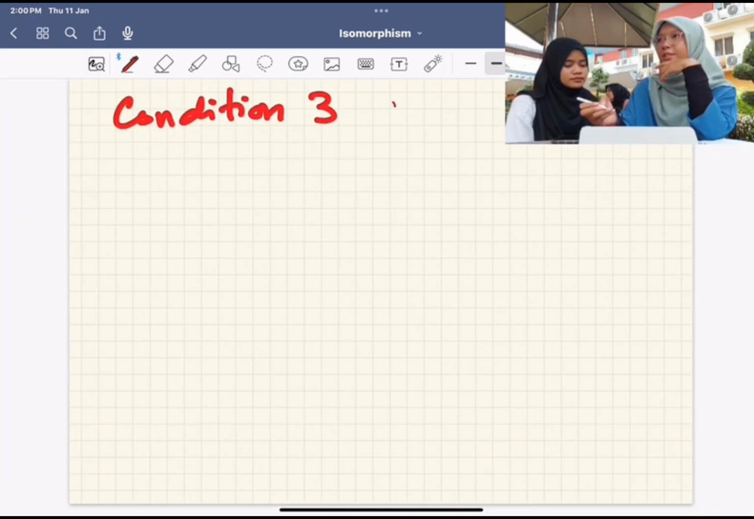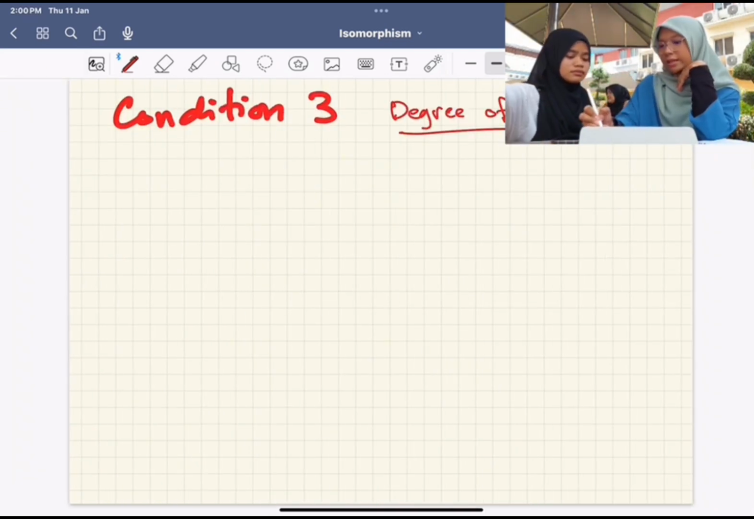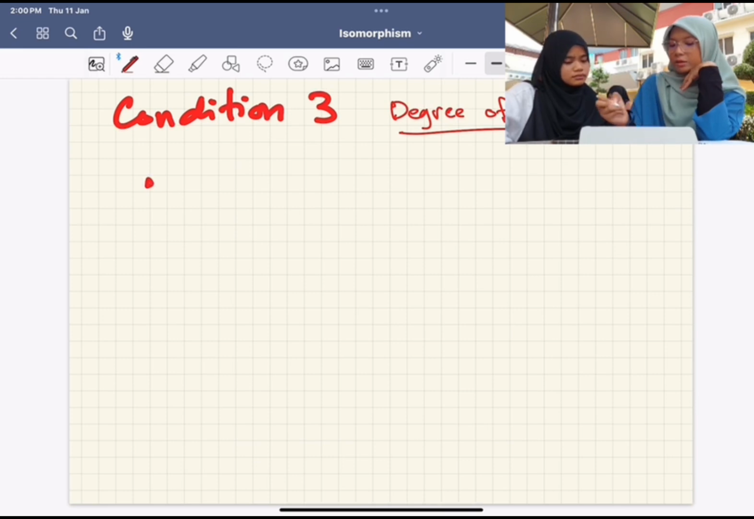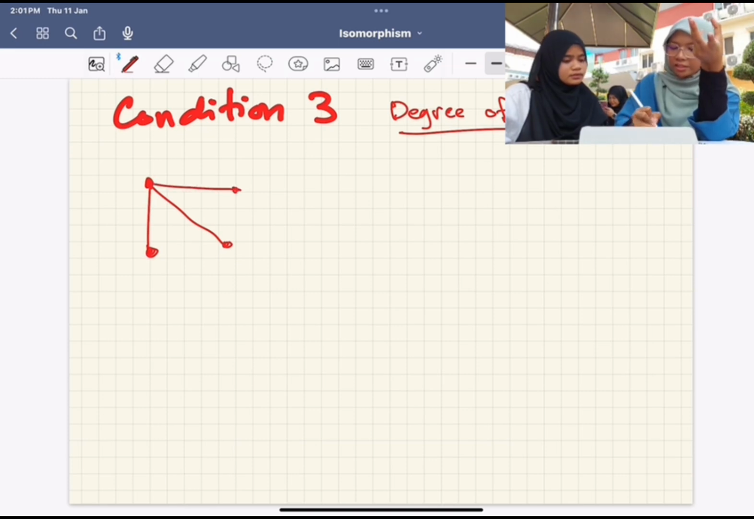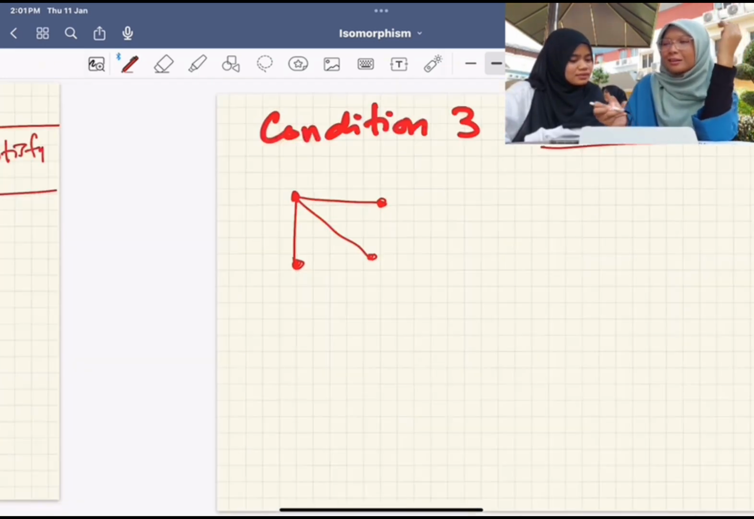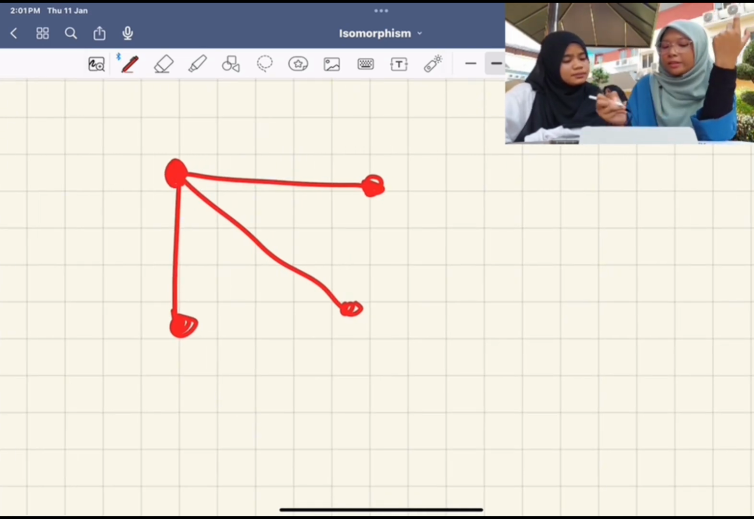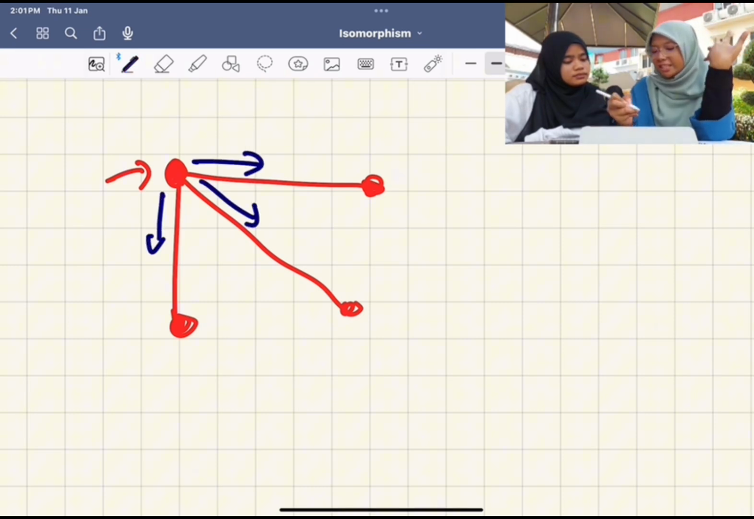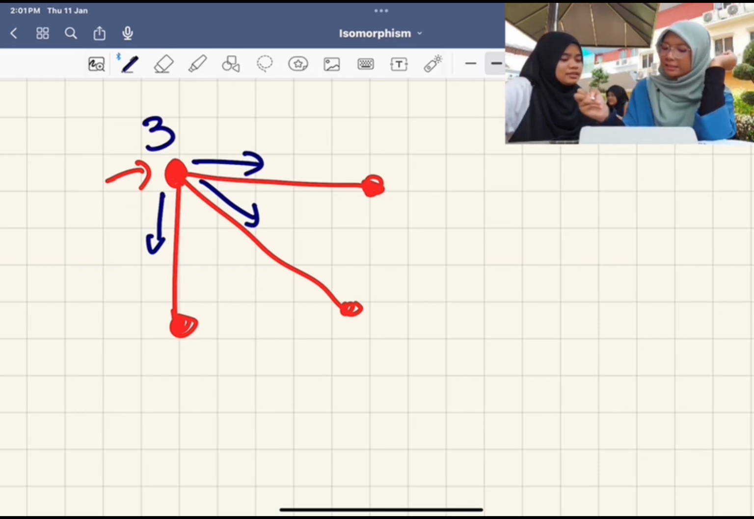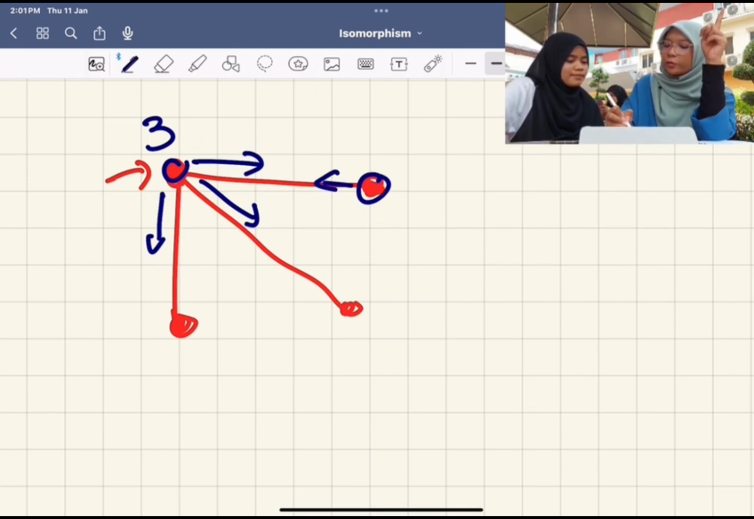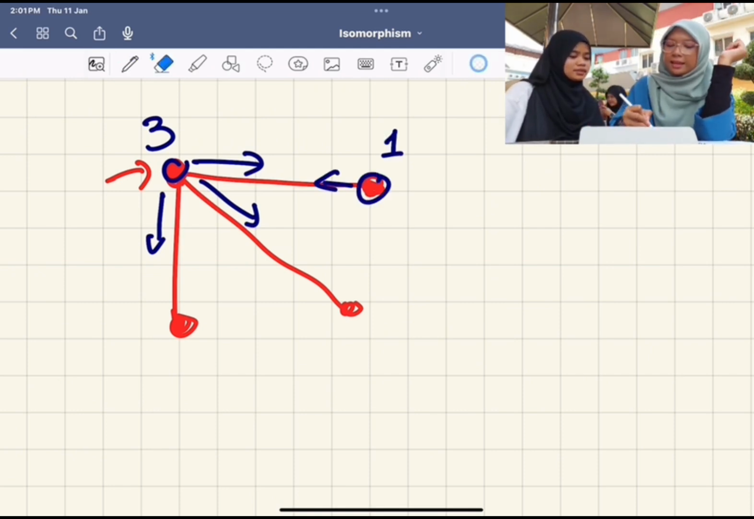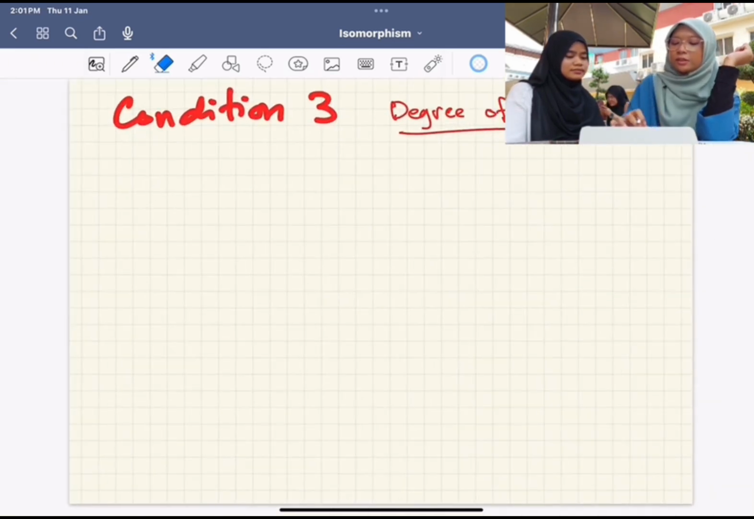So let's go to condition 3, which is the degree sequence. What is the degree sequence? If there is a vertex, and then another vertex, and then we have the edge. The degree is the number of lines that come out from a particular vertex. For example, for this vertex, we have one line that comes out from it, 2 lines and 3 lines, I mean edges. So we can say that this vertex has a degree of 3. And for this one, only 1. So we say it's a vertex of degree 1. That's it.